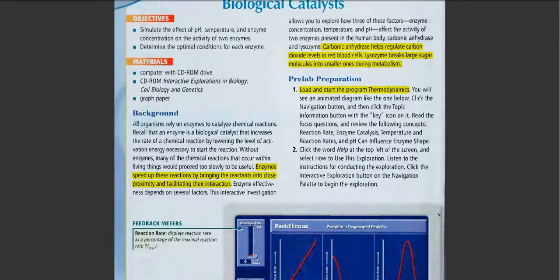Computer with CD-ROM. Interactive explorations in biology, cell biology and genetics.